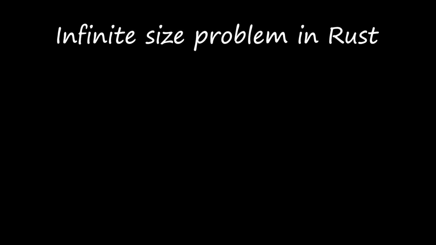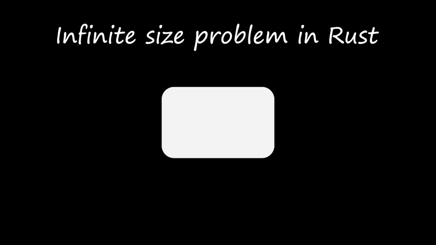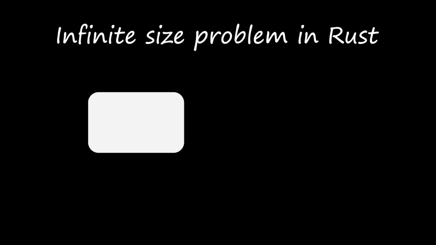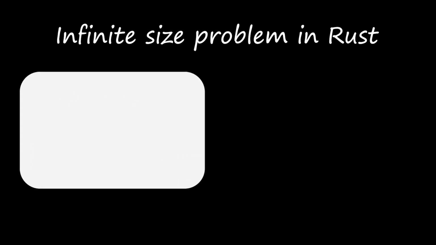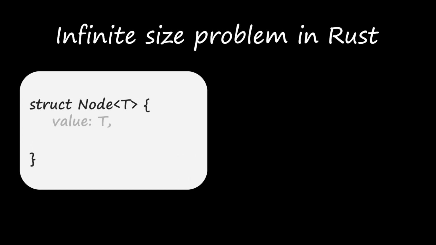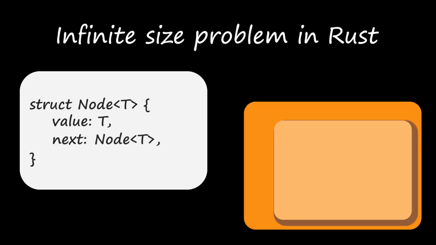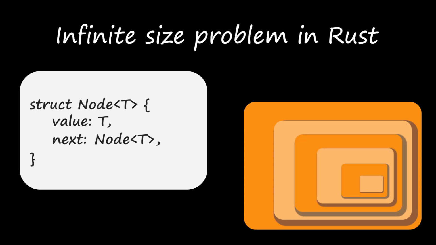Another situation where we can use box is when we have the infinite size problem in Rust. Suppose we want to create the node data structure to implement a linked list. In a node of a linked list, apart from containing a value, it also contains a link to the next node. This node inside a node makes it a recursive data structure, and the size of a node cannot be known as it may be different from one node to another. This is the infinite size problem.